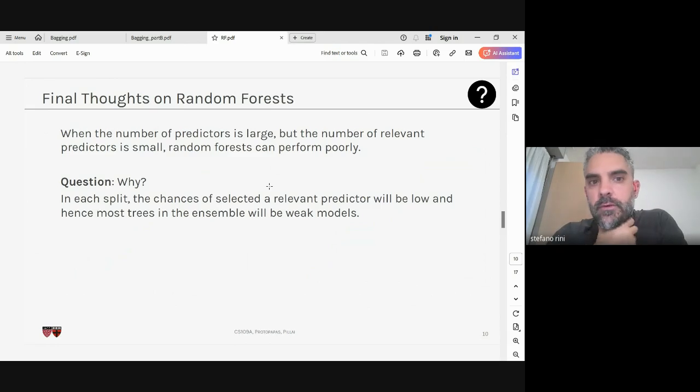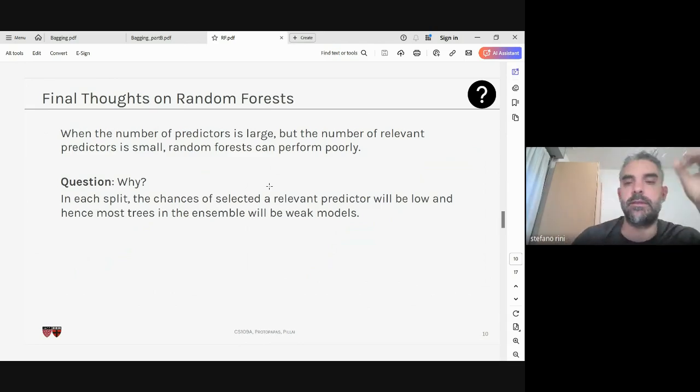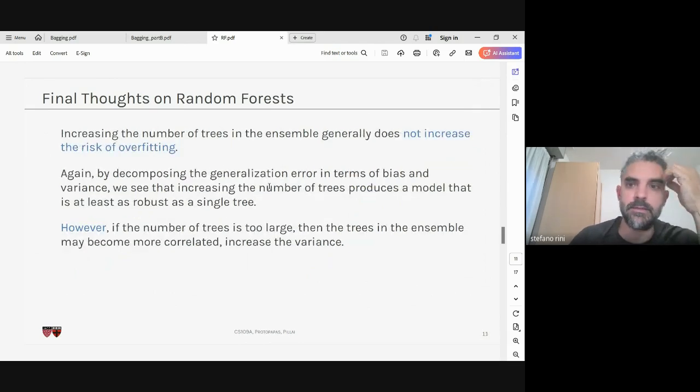Some final thoughts on random forest. When the number of predictors is large, but the number of relevant predictors is small, then the random forest can perform poorly. Because if you have very few predictors that you really need for your decision, then randomly selecting some irrelevant features can only create confusion in your model, right? At each split, the chances that you select a relevant predictor will be low. So most trees in the ensemble are very weak models, and if you ensemble very weak models, then nothing happens, right?